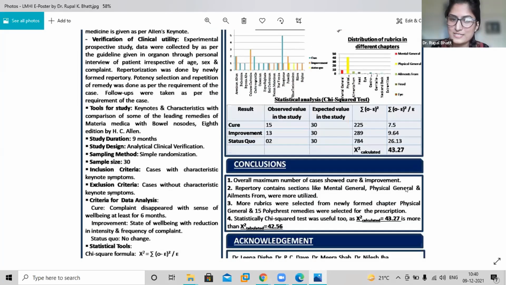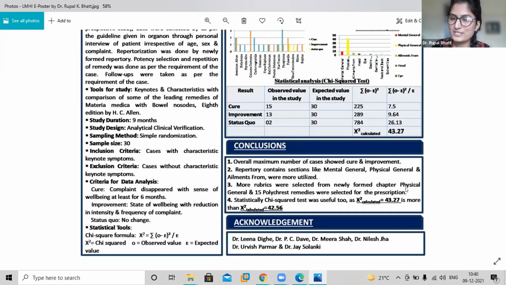So from this we can say that this repertory is very useful, as the group of remedies will be very less, and a very authentic work. So thank you so much.